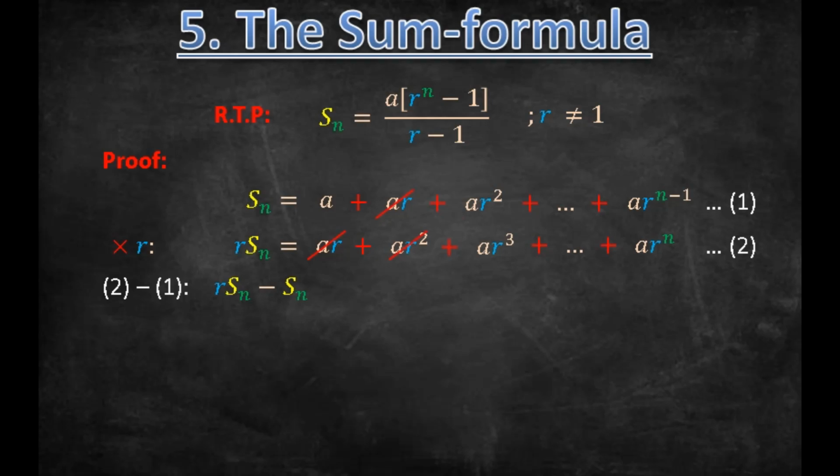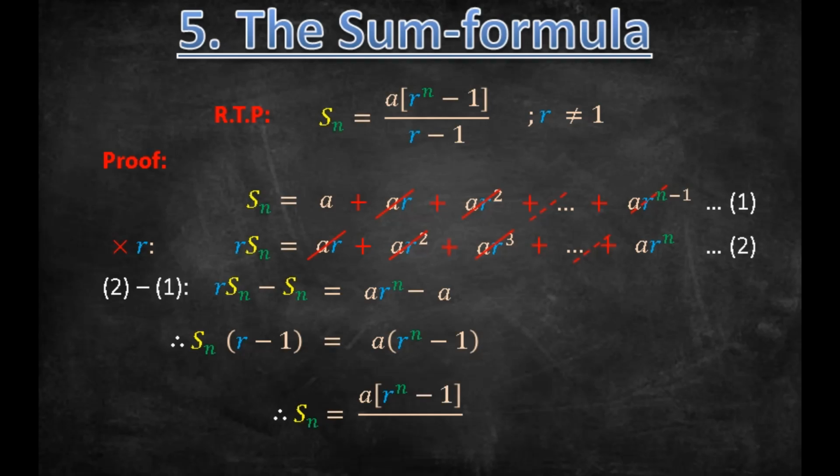Notice that on the right hand side, when we subtract, most of the terms will cancel, and we end up only with AR to the n minus A. Now we take out S sub n as a common factor on the left hand side and A as a common factor on the right hand side. Then the last step is to divide the r minus 1 on the left hand side into the right hand side. We also add that r cannot equal 1 because then we would be dividing by 0, which is undefined.